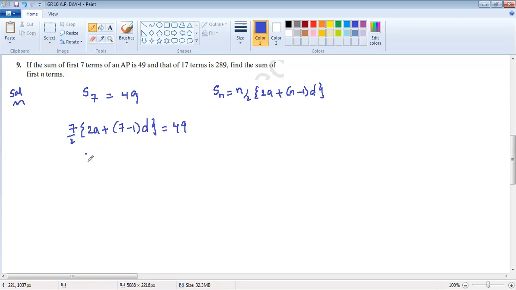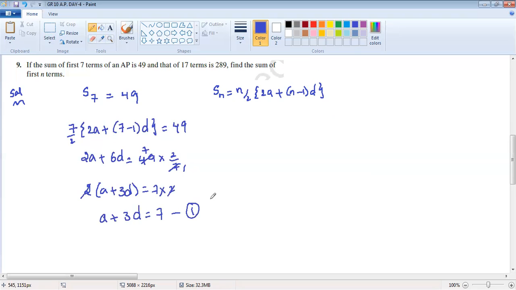Then 2a plus 6d is equal to 49 into 2 by 7. Here we can take 2 common: 2 into a plus 3d, which is equal to 7 sevens are 49, then 7 into 2. These 2s cancel, then a plus 3d is equal to 7. So this is equation number 1.